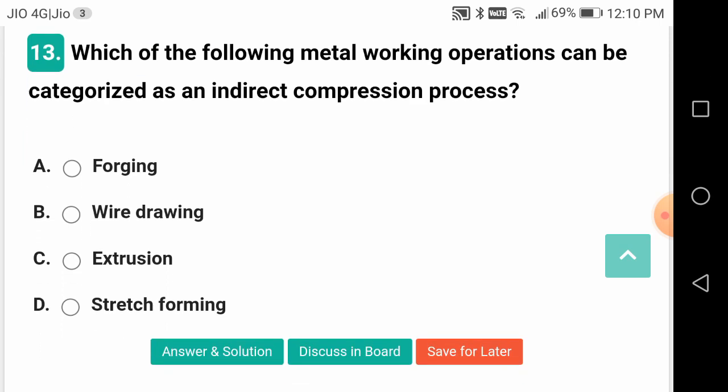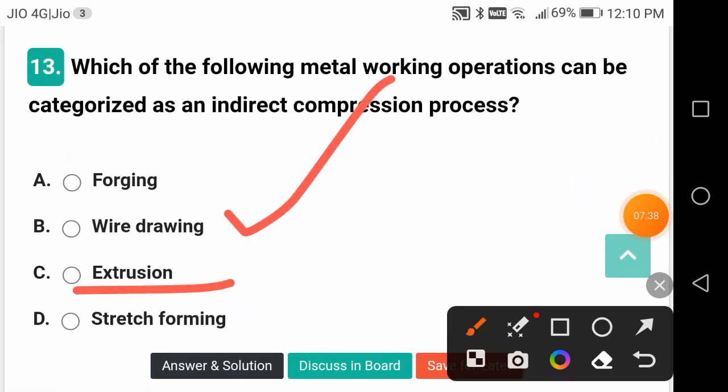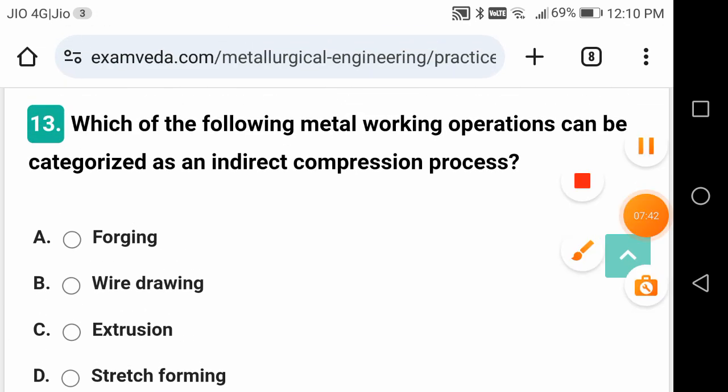Which of the following metalworking operations can be categorized as an indirect compression process? Extrusion is called indirect compression process. Indirect compression process. What are we going to do?